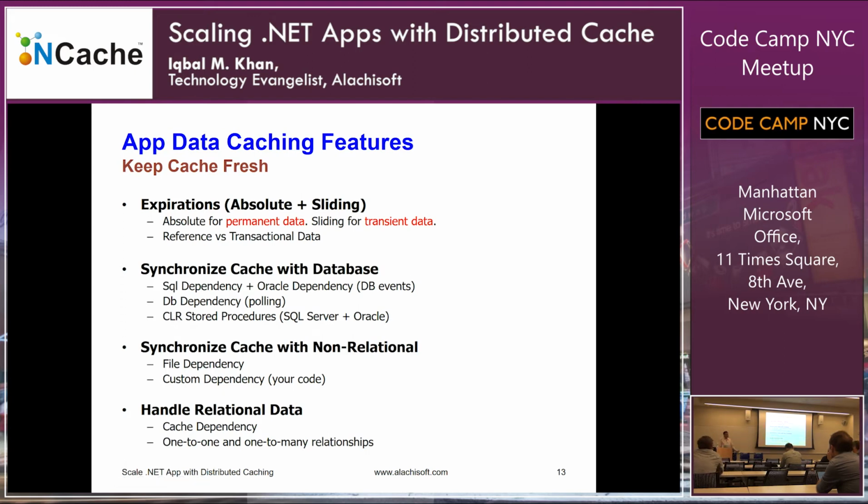The third is, if you have non-relational data, the same rule that applies with a relational database also applies to non-relational. So if you have mainframe data, or data stored that you can call through a web method, you can build your own custom dependencies that can go and monitor. So the cache will call your code. Your code lives on the server. So that's anything.